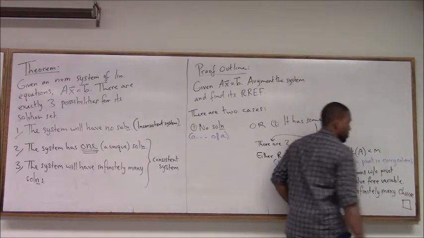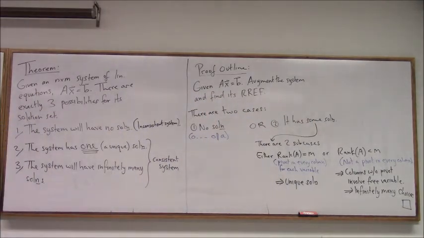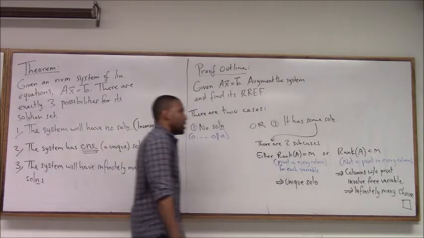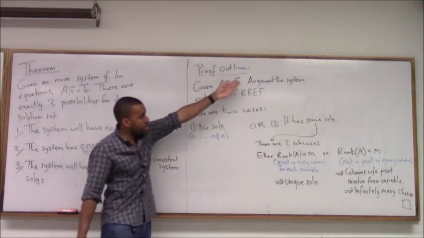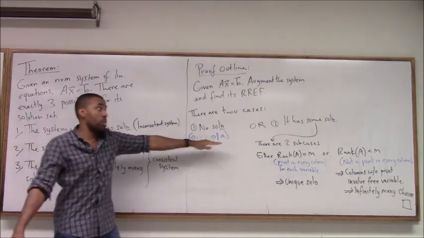Leading to an infinite number of solutions. So this is not a strict proof. You really have to write this down and make it look nice and be detailed with it, but that's basically the idea. Given any system, we can augment it and put it in reduced echelon form.